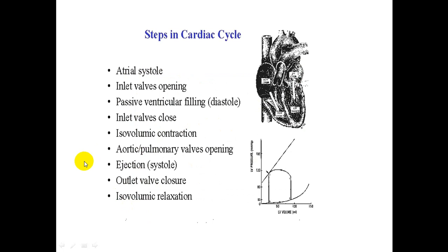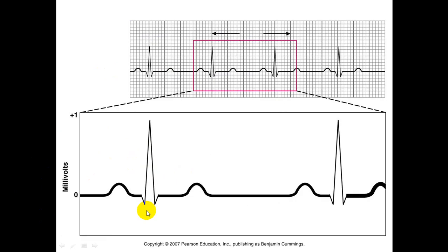After atrial systole, the inlet valve, which means the atrioventricular valve, opens for passive ventricular filling in diastole. Then the inlet valve closes, followed by isovolumic contraction when all 4 valves are closed. Then the aortic and pulmonary valves open for ejection systole, and the outflow valves close, I mean aortic and pulmonary, for isovolumic relaxation. We will discuss this heading in the next lecture.